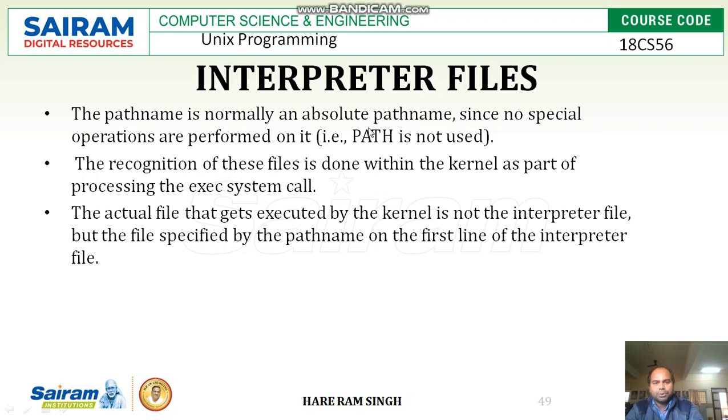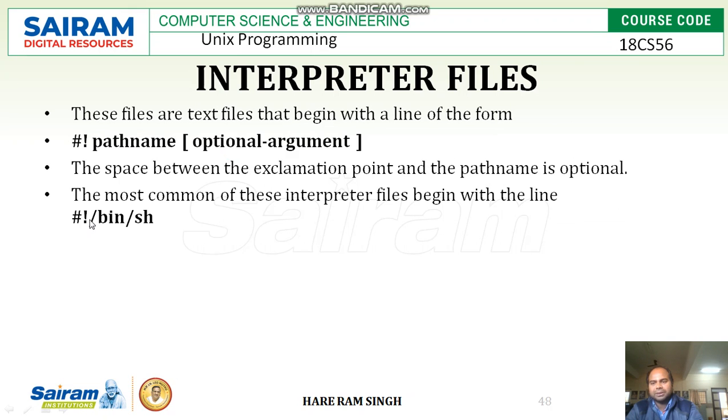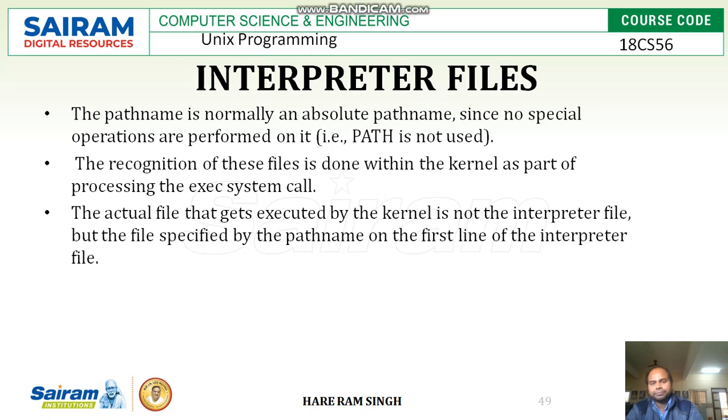The path name is normally an absolute path name, since no special operations are performed on it. Here it is an absolute path name, and the file here is a shell. We are getting the absolute path starting from the root. The first front slash is nothing but root, then under root the bin directory, and under bin is sh. That complete absolute path name you should give in the interpreter file. No special operations are performed on it. The PATH variable we cannot use.